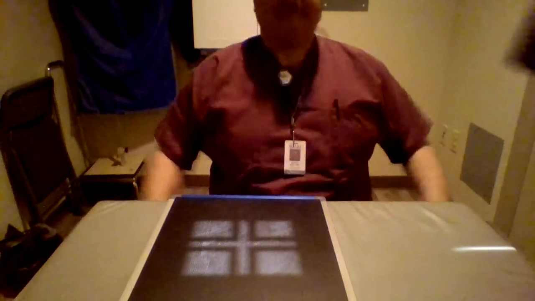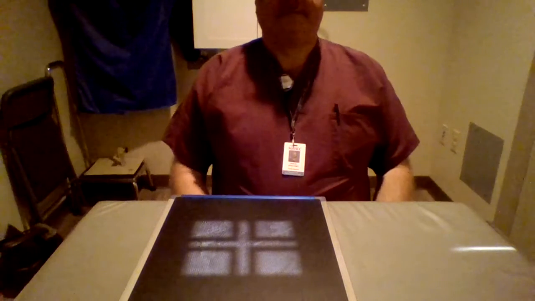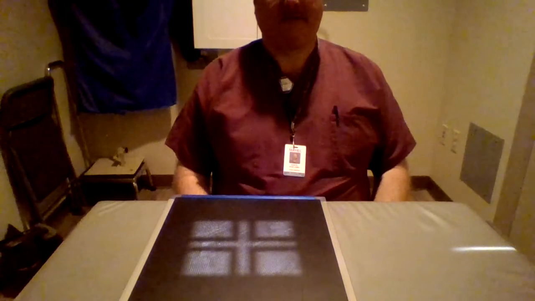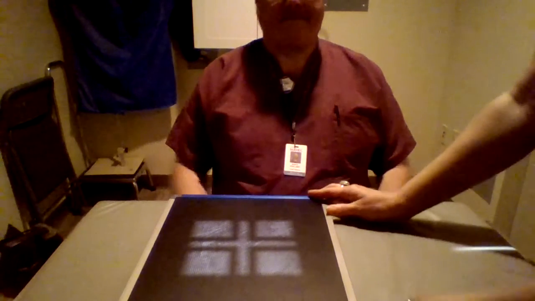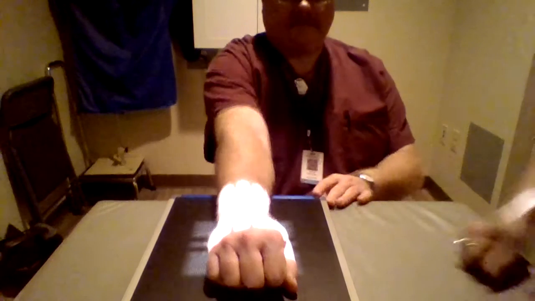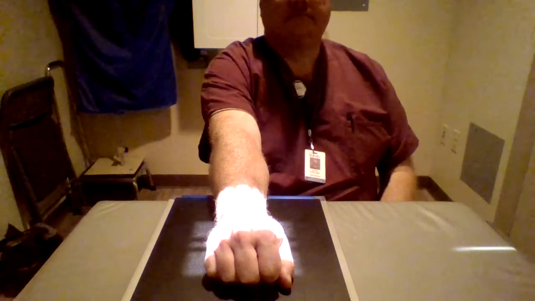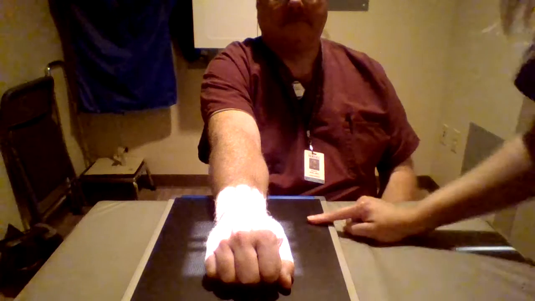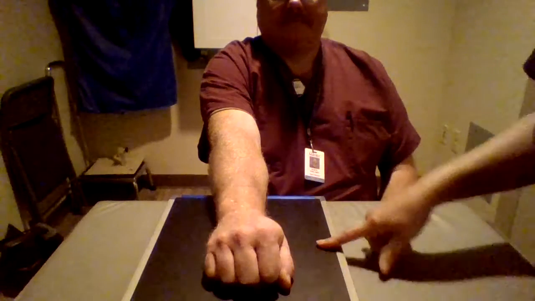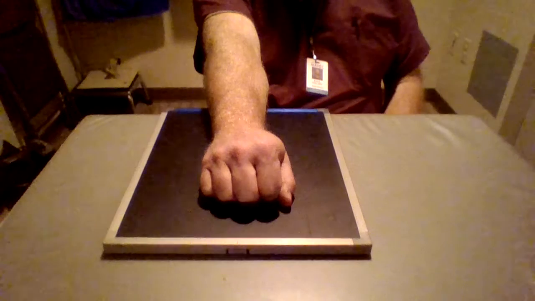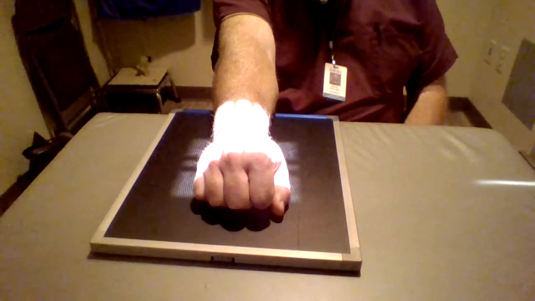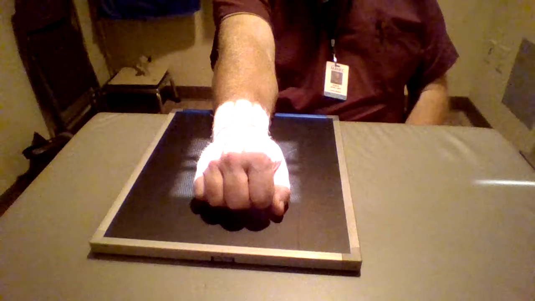And so what we're going to do is start out by doing a PA projection of the wrist. So we're going to have the patient place their right wrist up onto the IR, because that's the wrist that we are going to be examining today. And we're going to be using a 10x12 IR cassette. We're going to be using 62 kVp at 4 mAs on this shot.